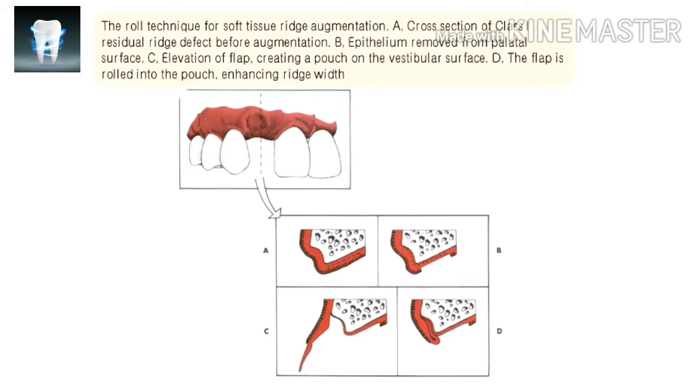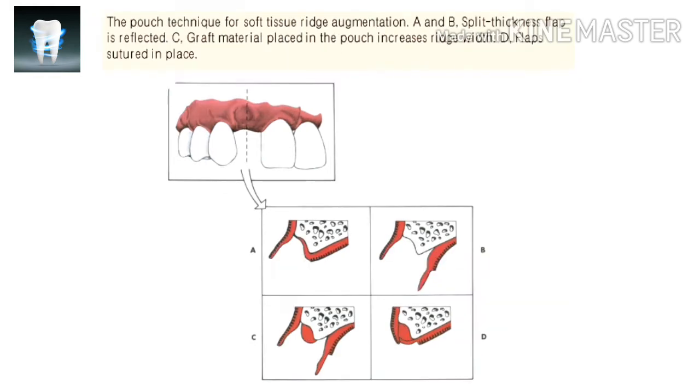In this, epithelium is removed from the palatal surface and the flap is elevated and a pouch will be created on the vestibular surface. Then onto the pouch, the flap is rolled and thus it will enhance the ridge width.